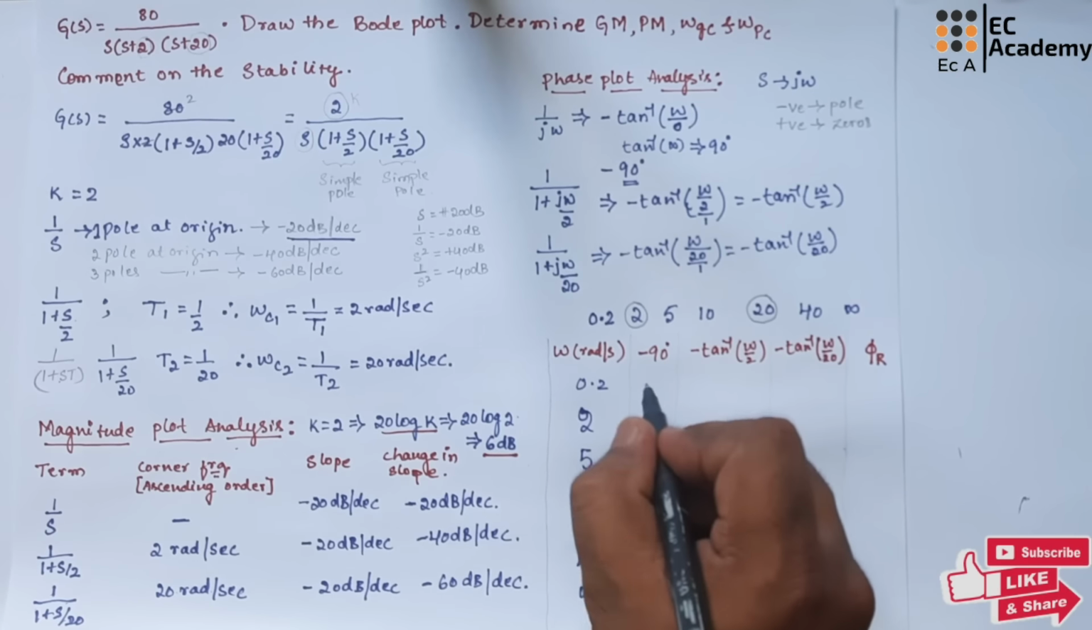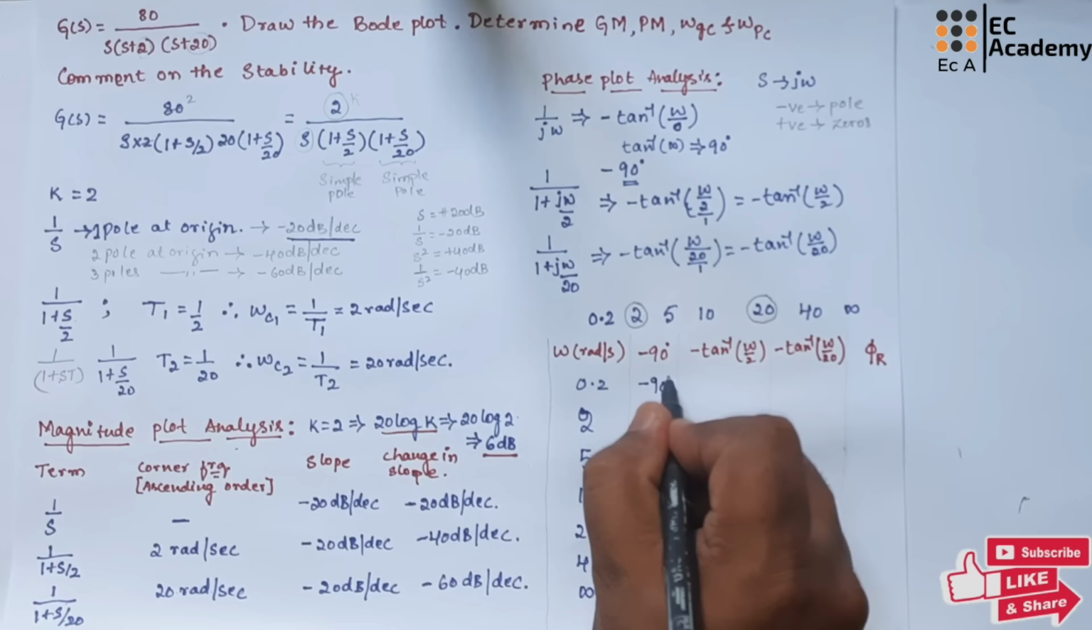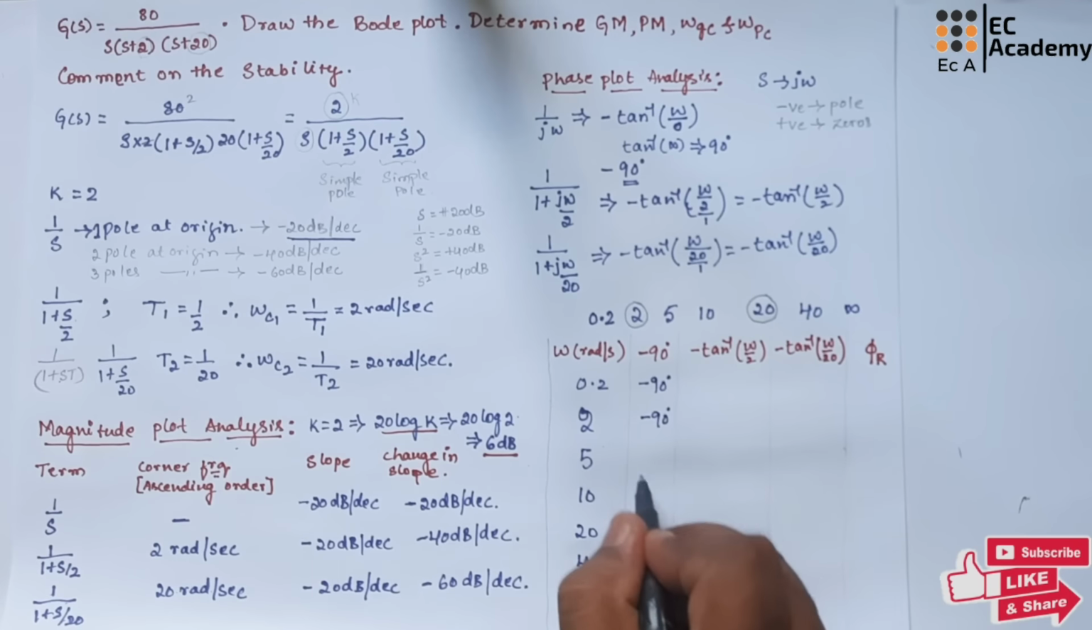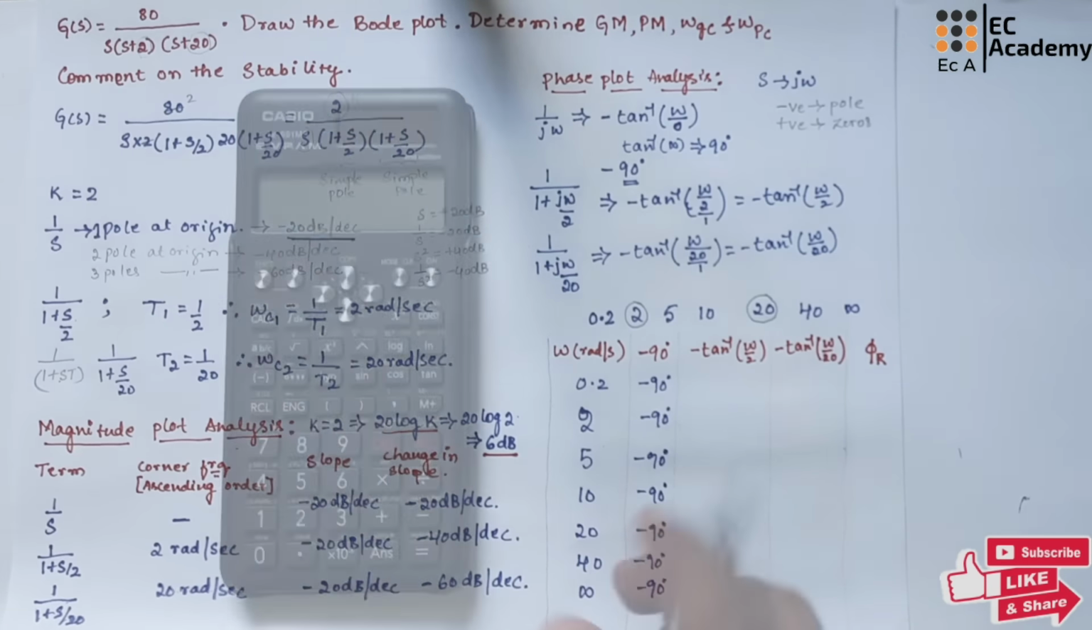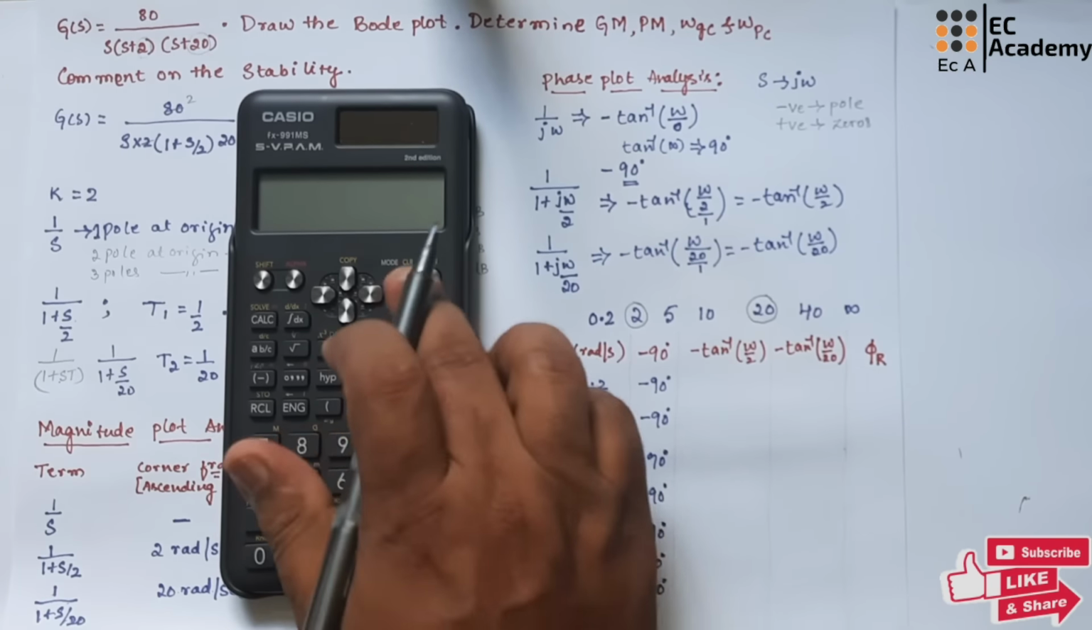For all these frequencies, this minus 90 will remain as it is: minus 90 degree, minus 90 degree, minus 90 degree. Up to infinity, it will be minus 90 itself. To calculate this tan inverse term, we can use the calculator.